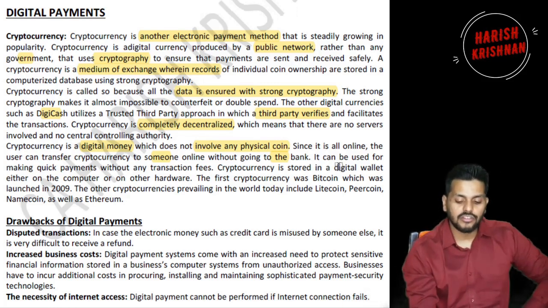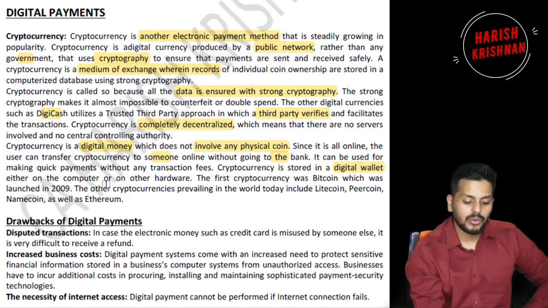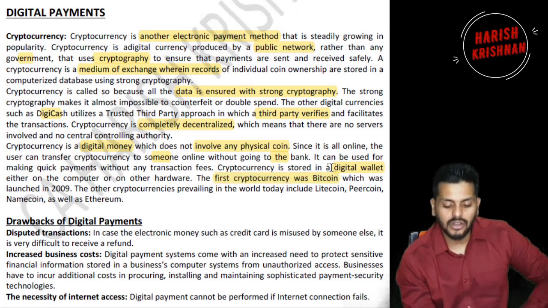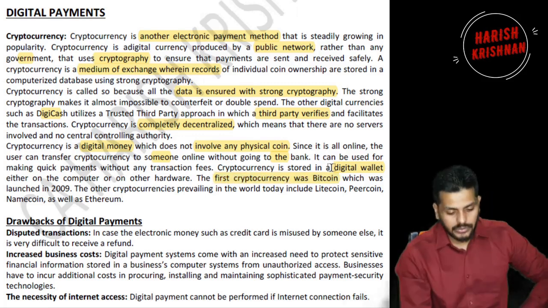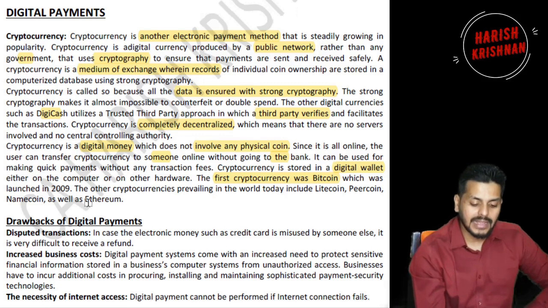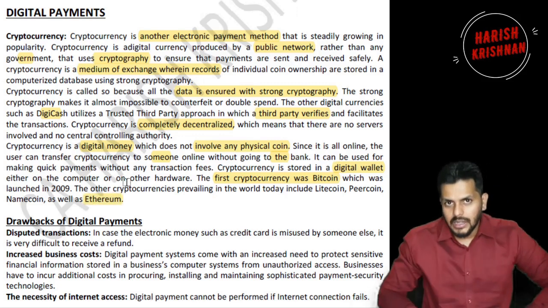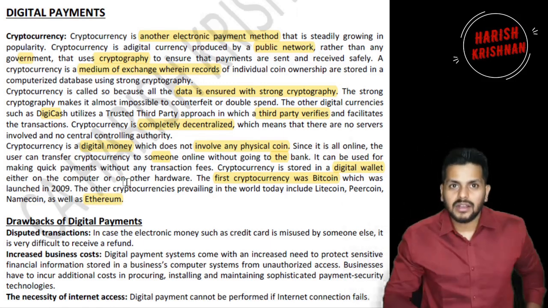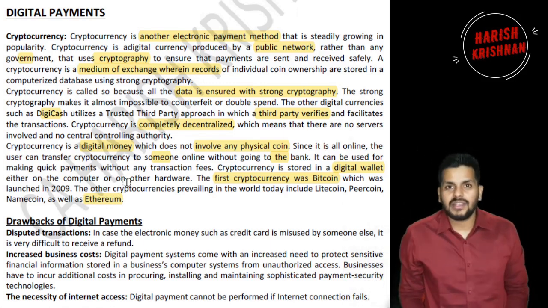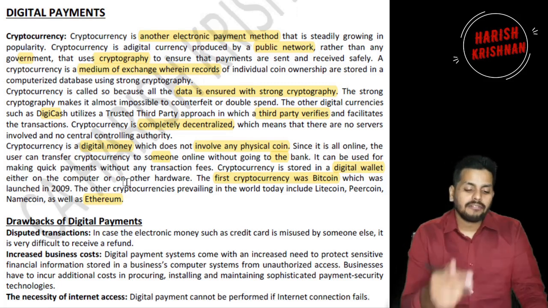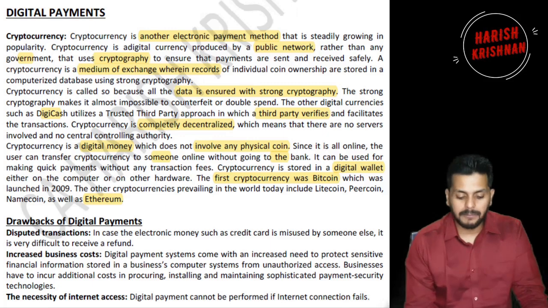Cryptocurrency is stored in a digital wallet, either on a computer or on other hardware. The first cryptocurrency was Bitcoin, which was launched in 2009. Other cryptocurrencies prevailing in the world today include Litecoin, Peercoin, Namecoin, as well as Ethereum. Ethereum is a European based cryptocurrency, so you can research a little bit more on all this if you are interested in all that, right? So that is also one future mode of payment.